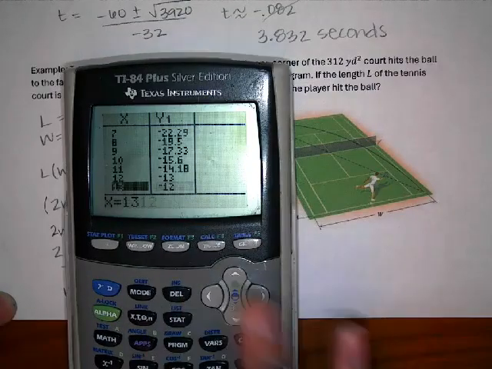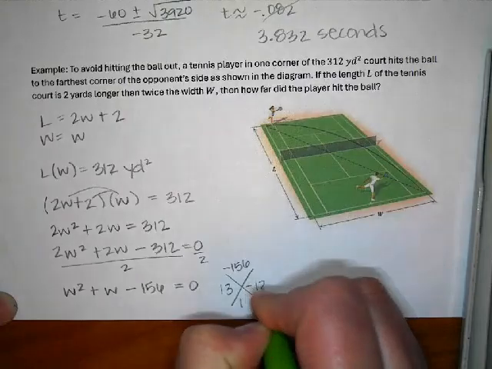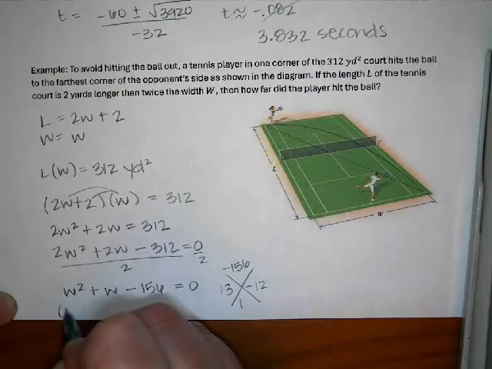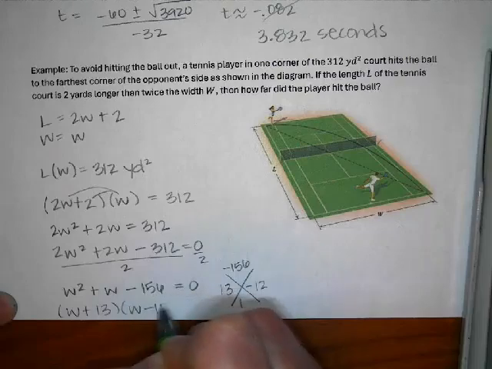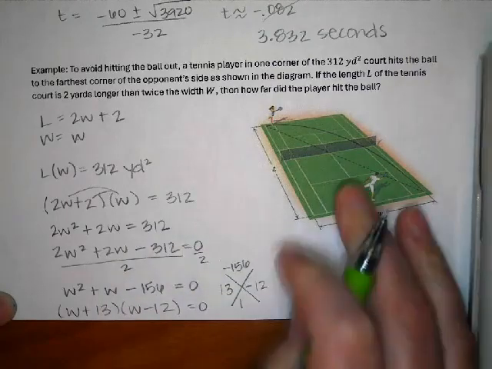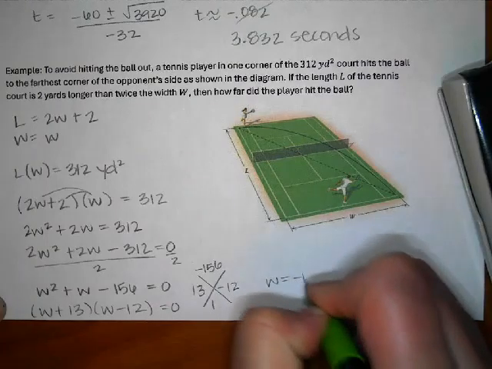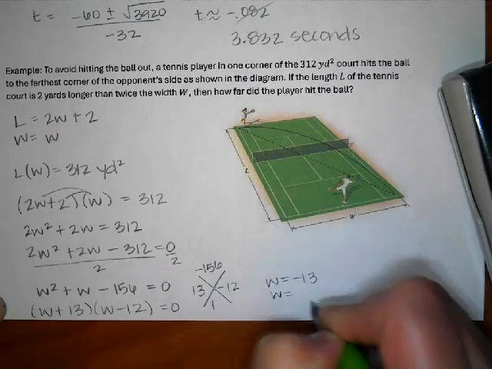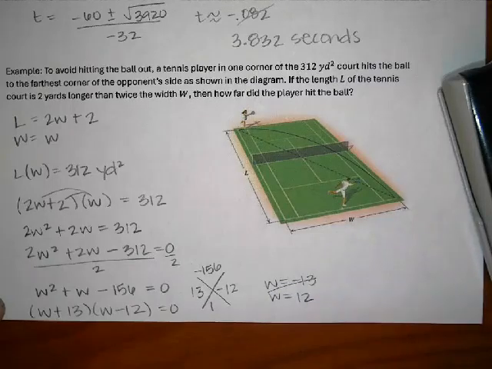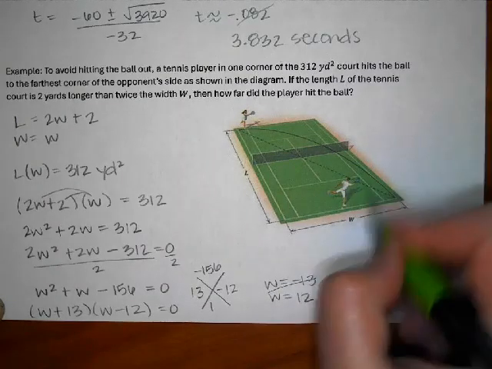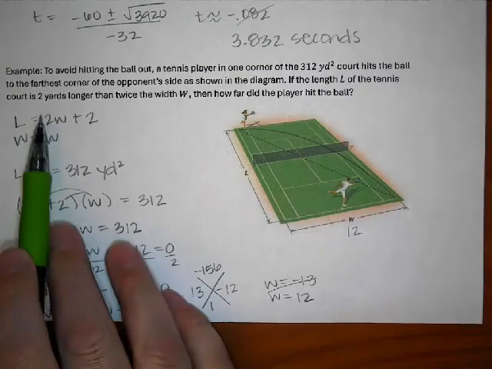So we have w plus 13, w minus 12. So we have 2 solutions for w. W could be negative 13, W could be positive 12. The width of the court is not going to be a negative number. So the width of the court is 12. The length of the court is 2 times 12 plus 2. 2 times 12 is 24. 24 plus 2 is 26.